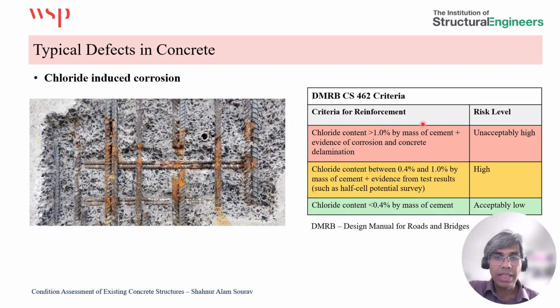If the chloride content is greater than 1% by mass of cement and it is accompanied by evidence of corrosion, that is, it can be delamination or spalling, we consider the risk to be very high. If the chloride content is between 0.4 and 1% by mass of cement, and there is evidence from in situ testing, it can be half-cell potential survey testing, we consider the risk level to be high. If it is below 0.4% by mass of cement, we consider the risk level to be acceptably low.